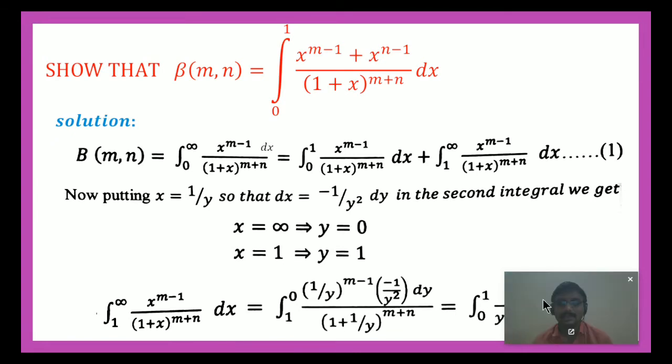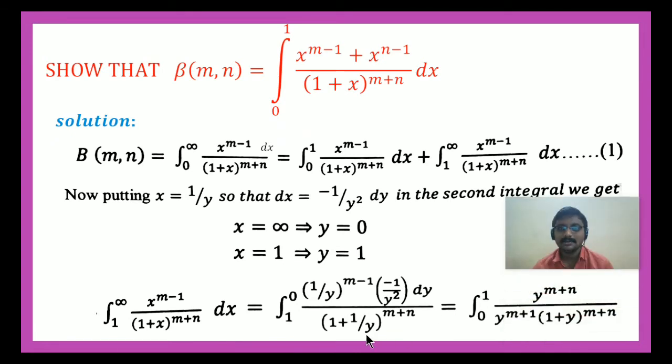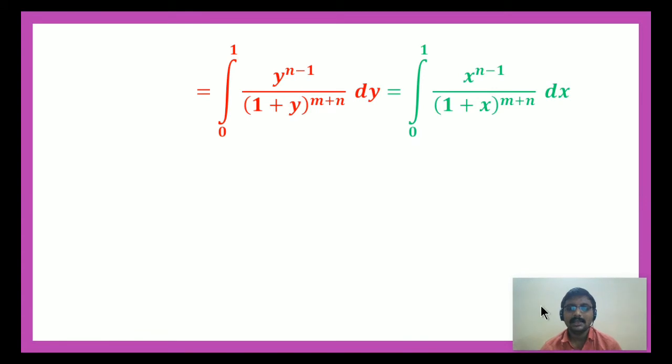So on simplifying, just by taking the LCM on denominator, the LCM is y power m plus n. Clearly the fraction is reversed. So thus we will have integral of 0 to 1 negative. Here negative is removed so that we are interchanging the limits. 1 to 0 becomes 0 to 1. So y power m plus n upon y power m plus 1 into (1 plus y) whole power m plus n dy. So thus we will have integral of 0 to 1 y power n minus 1 upon (1 plus y) whole power m plus n dy.